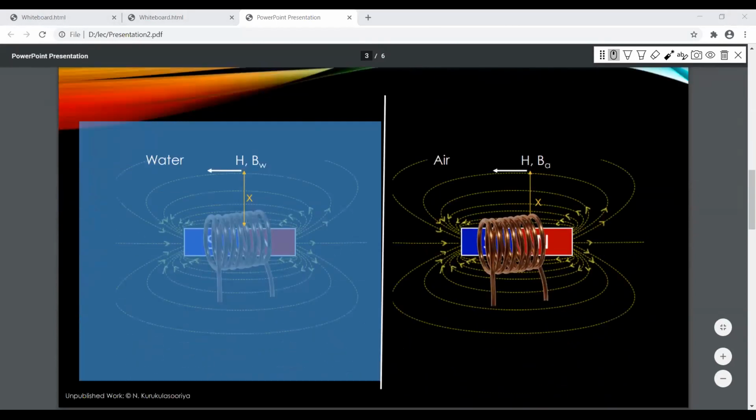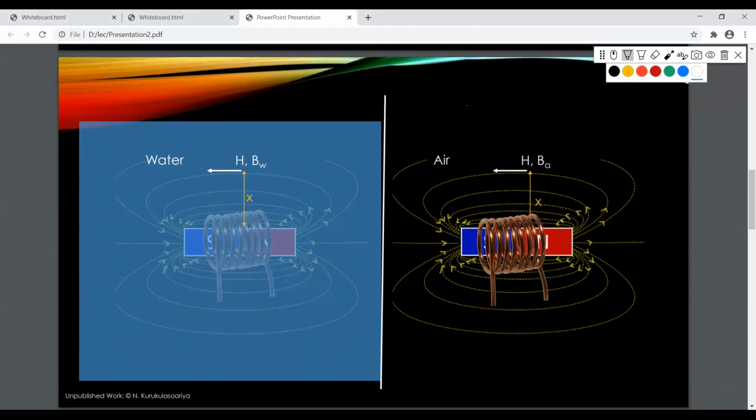And the next thing is the relationship between B and H, right? So you know B is the magnetic flux density, H is the magnetic field intensity. This I can clearly explain with an example like this. Let's say you're going to put your electromagnetic coil in water and air, right? So when you put it in water and give the same current, let's say I, for instance 10 amperes. Here as well, it's 10 amperes.